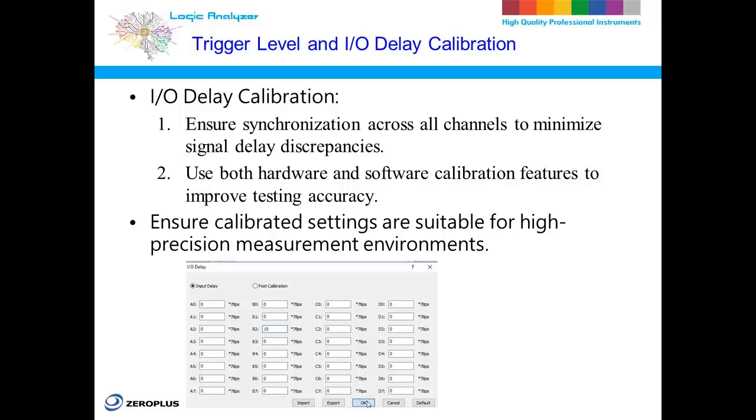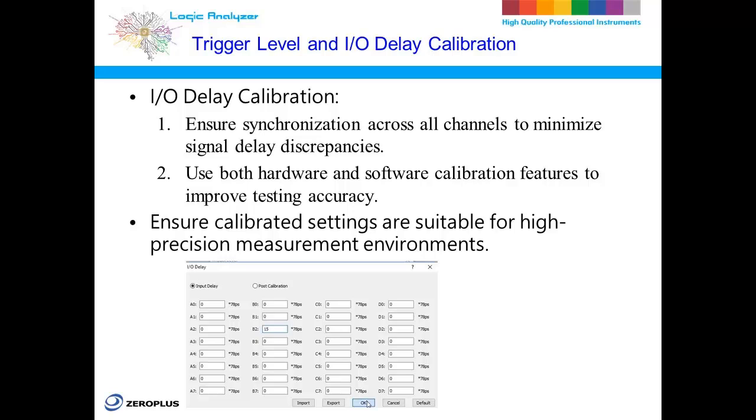Once the trigger level and I/O delay calibration are completed, these settings will be optimized for high-precision measurement environments. This means that your test results will be more accurate, reflecting the true nature of the signals being tested and reducing errors caused by delay and inaccurate triggering.